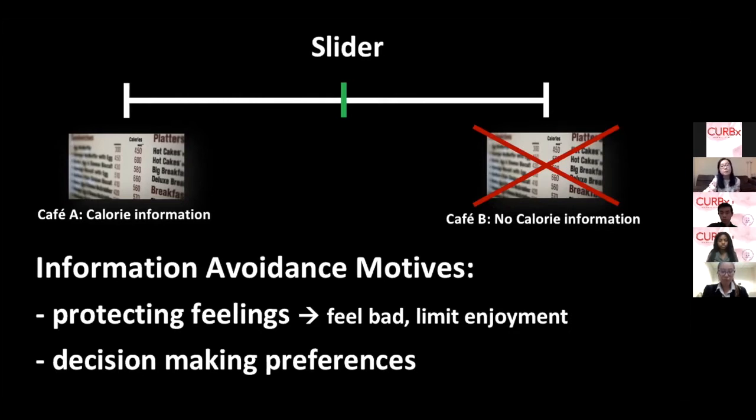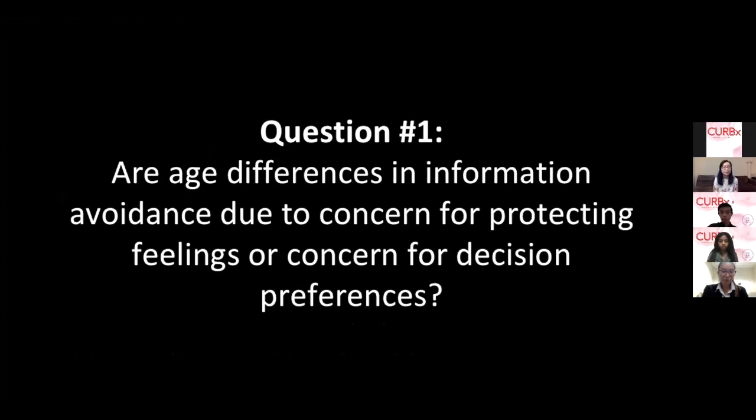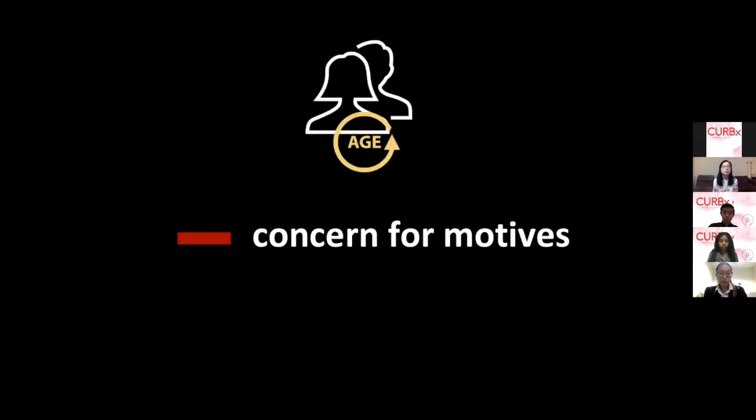From participants' responses for information avoidance across these 3 scenarios, we found that information avoidance was not increased among older adults. So this finding was counter to our original hypothesis. We then looked at our first research question, again, looking at that role of protecting feelings and the role of preserving decision-making preferences, and how they may explain age differences in information avoidance. And we found that among older adults, there was overall less concern for these information avoidance motives. Among older adults, they were less concerned about information impacting their feelings, and they were less concerned about preserving their decision-making preferences in choosing to avoid information or not.